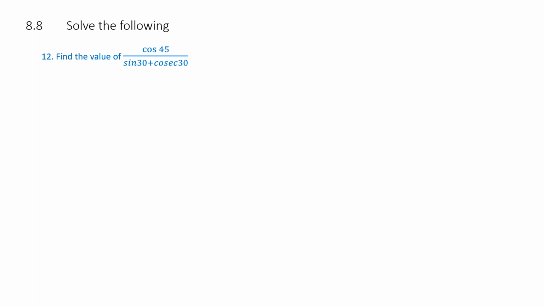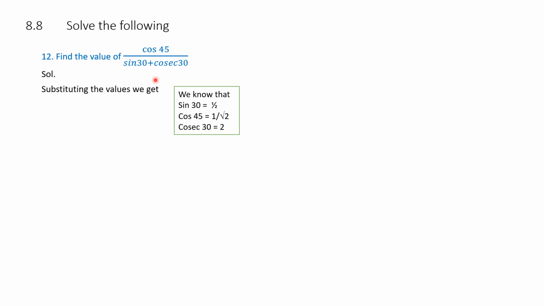Next question, problem number 12. Find the value of cos 45 divided by sin 30 plus cosecant 30. These are simple standard angles. We have to remember its values. We know sin 30 is given as 1 by 2 and cosecant 30 is 2 and cos 45 is 1 over root 2. These values you have to remember.